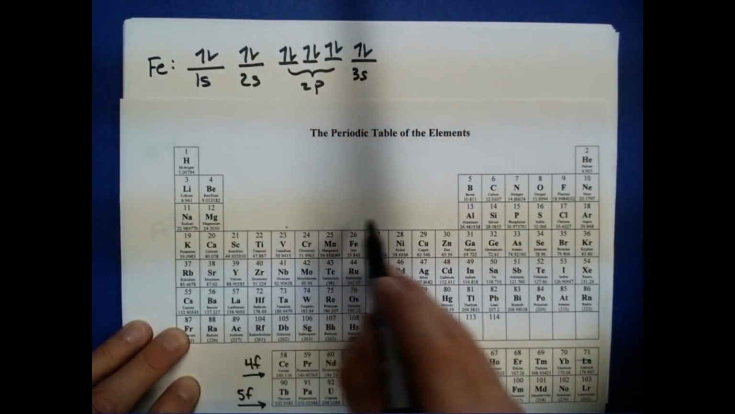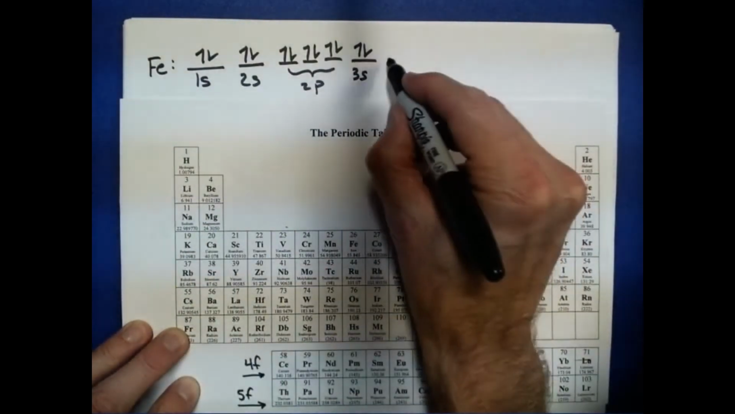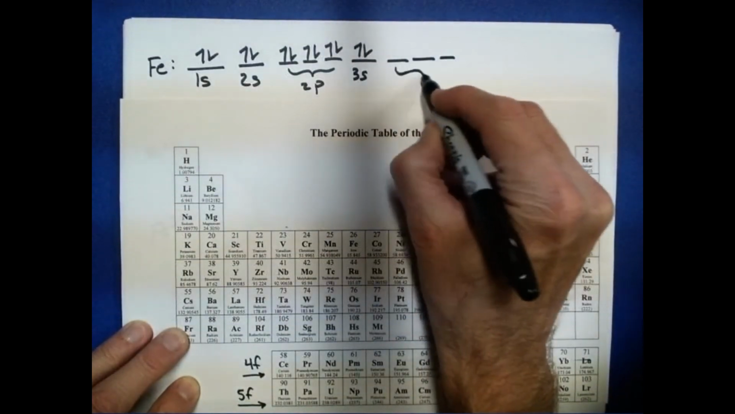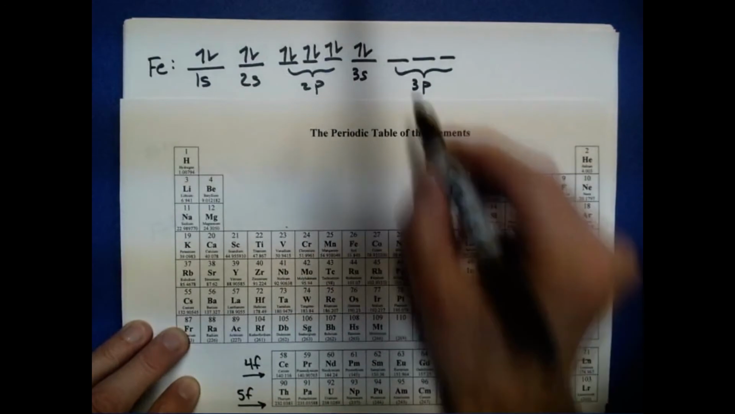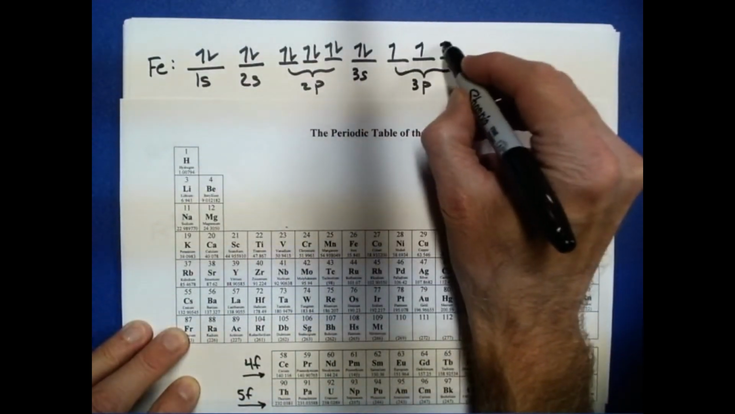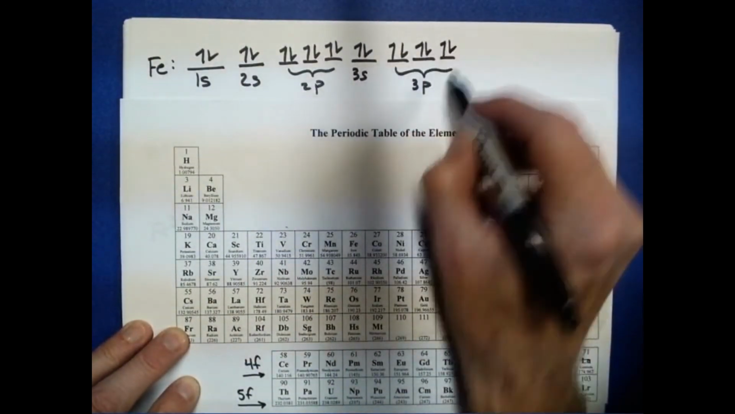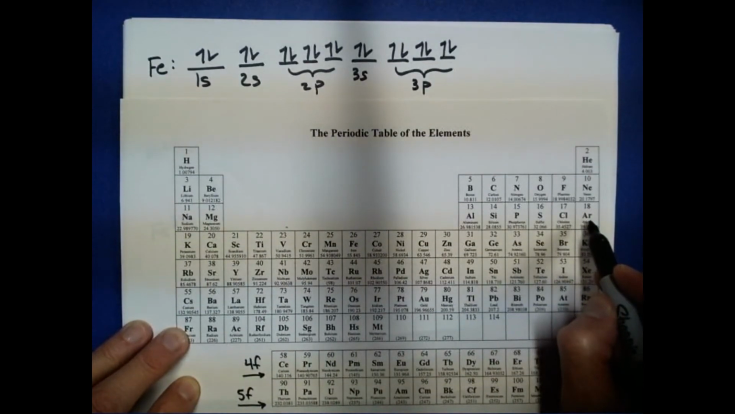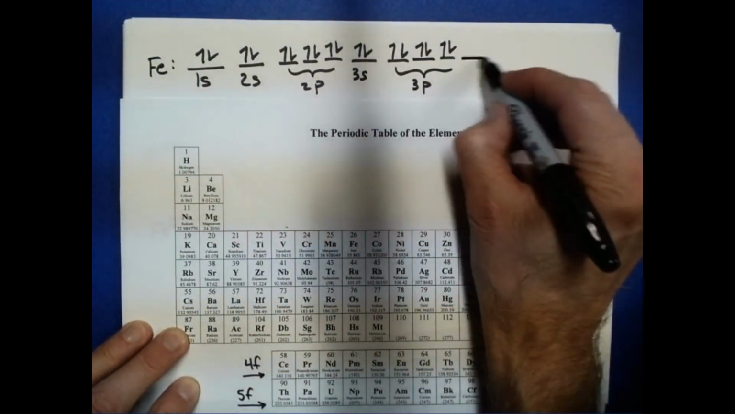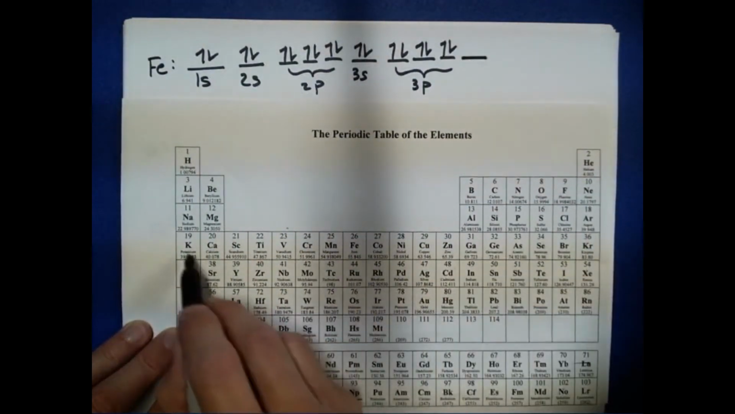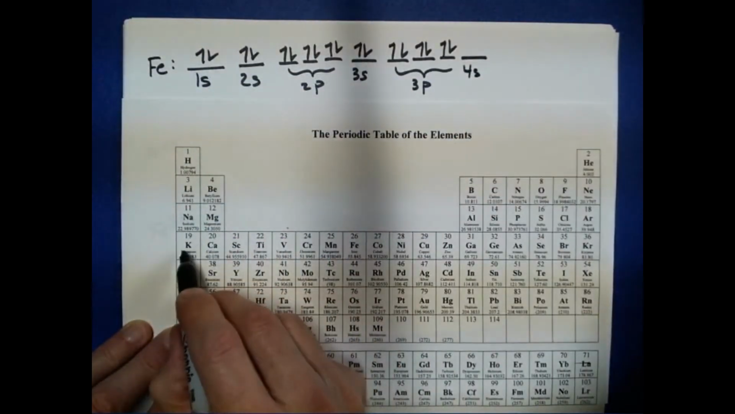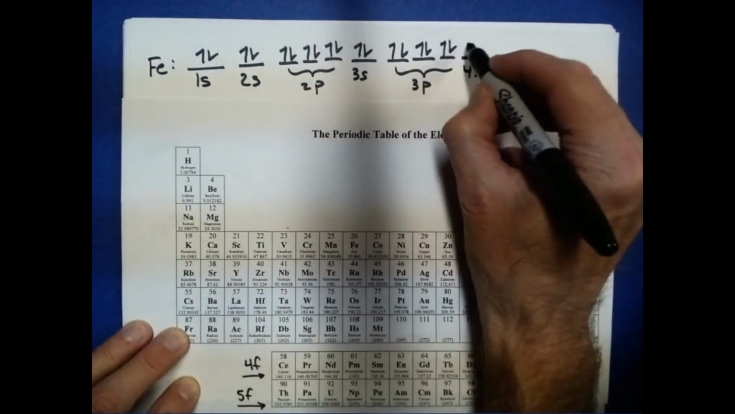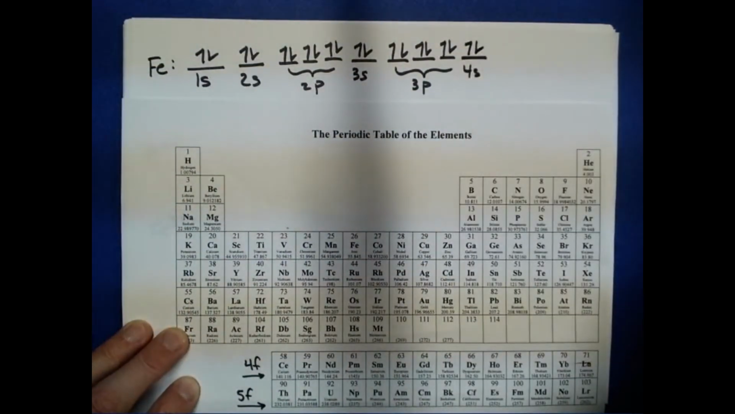Now I'm going to jump across to the 3p. The p subshell gets 3 orbitals into which 6 electrons can go. And when that 3p subshell is filled, I'm over here at argon. Then I'm going to move to the 1, 2, 3, 4s. And I'm going to put in an electron for potassium and calcium, so the 19th and the 20th.